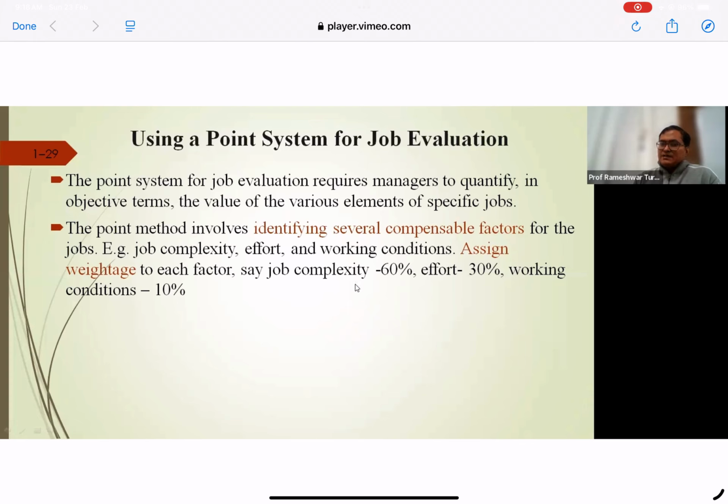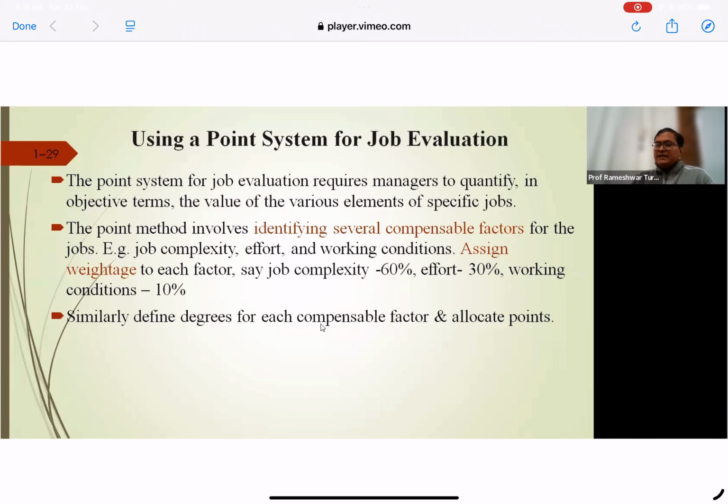Once you decide the compensable factors, within each compensable factor, decide different degrees. Because some jobs will be very complex, some jobs will be less complex. Define that: what do you mean by very complex, medium complex, less complex, and divide marks among them. Similarly, effort: high effort, medium effort, low effort. Define what is high effort, medium effort, low effort, and give the marks. In a similar way, working conditions, define into 3-4 categories, give the marks. So first we identify the compensable factors and then give the degrees for each compensable factor and allocate points.